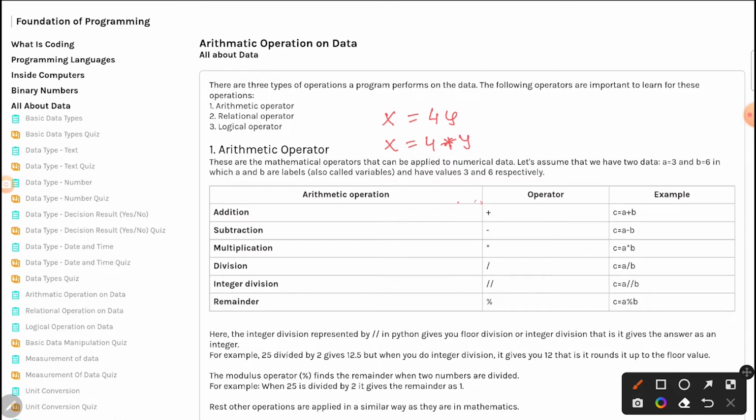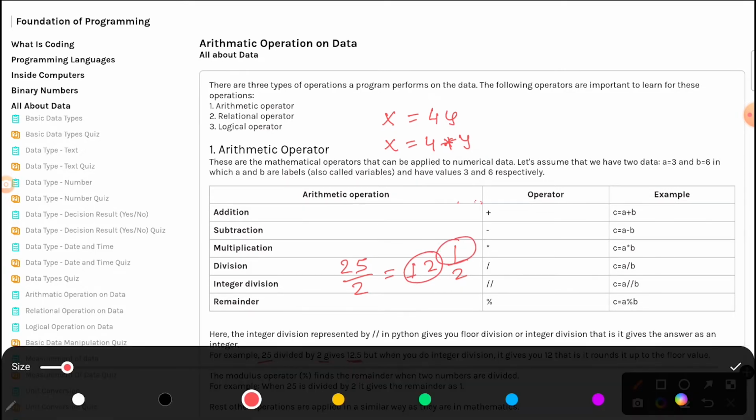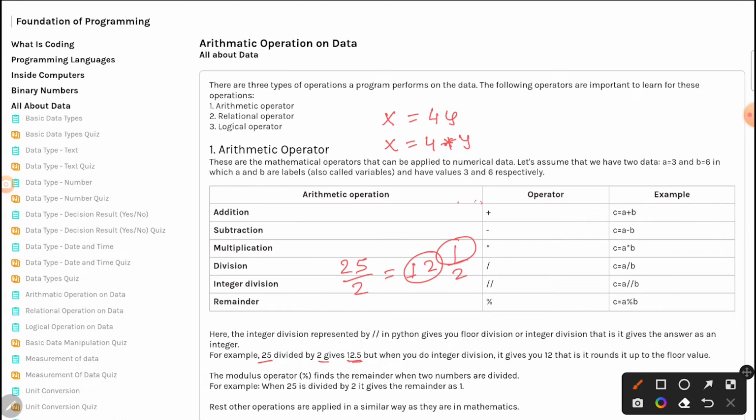That's one. Second is, if I want to do an integer division, let's say you divide 25 by 2, that will give you 12.5. But what if I want the quotient and remainder? So what I mean is 25 over 2 is exactly 12, 1 over 2, in which 12 is quotient and 1 is remainder. What if I'm interested in finding the remainder only? I'm not interested in getting the exact 12.5. I'm interested in what will be the remainder.